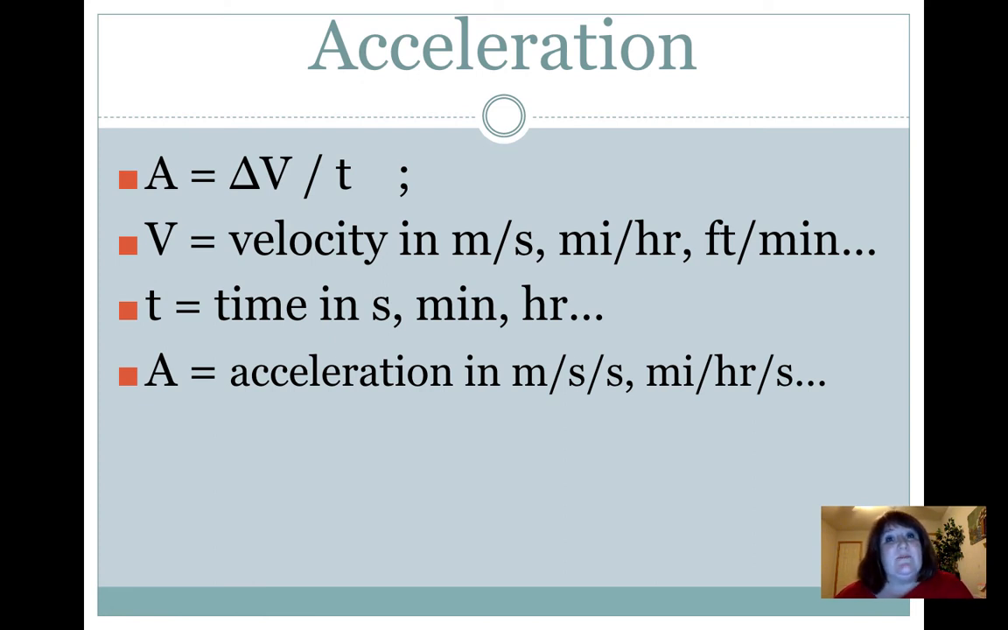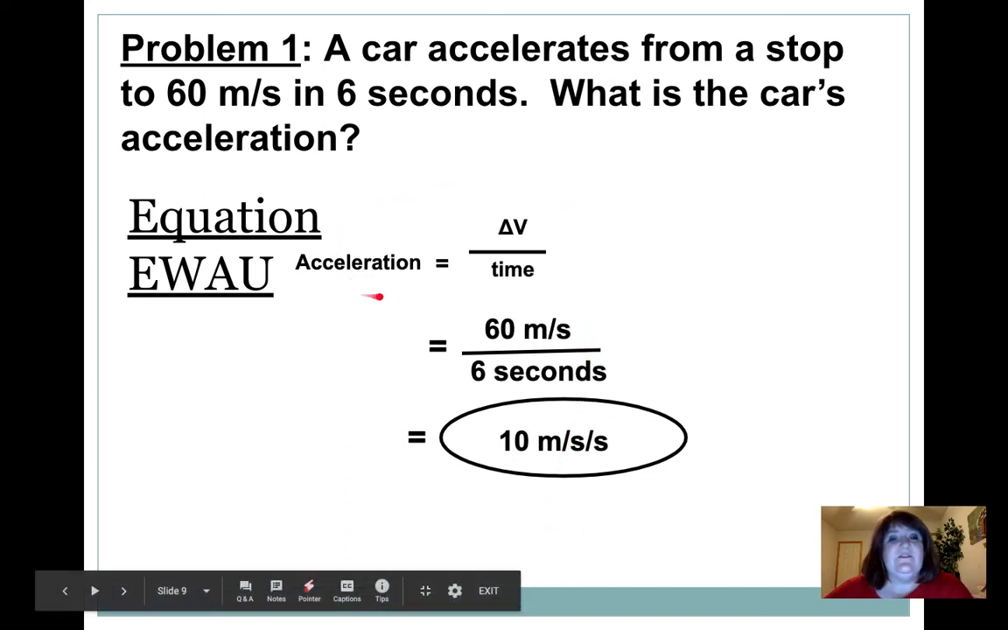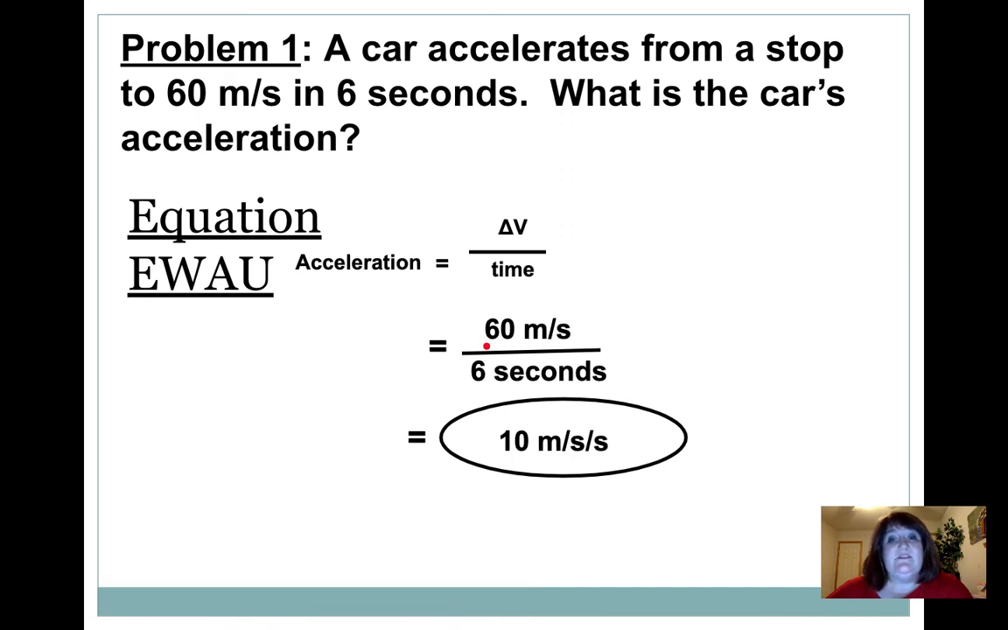Let's look at a couple of examples. Example 1. A car accelerates from a stop to 60 meters per second in 6 seconds. What is the car's acceleration? Remember, you need to use our equation formula, right? Acceleration is a change in velocity over time. The velocity changed, it went from 0 to 60, so it changed by 60. 60 meters per second in 6 seconds. 60 divided by 6 is 10 meters per second per second.